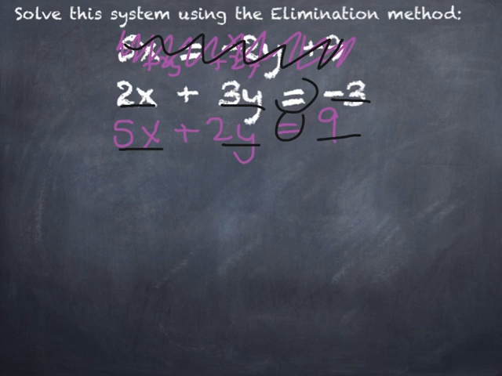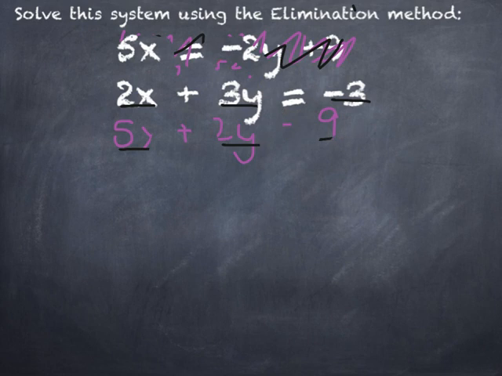If I were to add those two equations, nothing would cancel out. If I was going to add the x's together here, I would get 7x. If I was going to add the y's together, I would get 5y. So I'm going to need to do something to these equations so that one of the variables cancels out. That's always my goal. Okay?